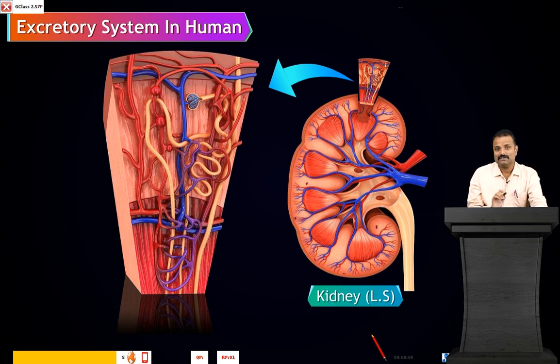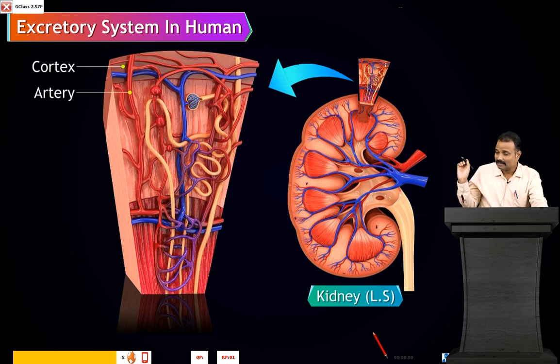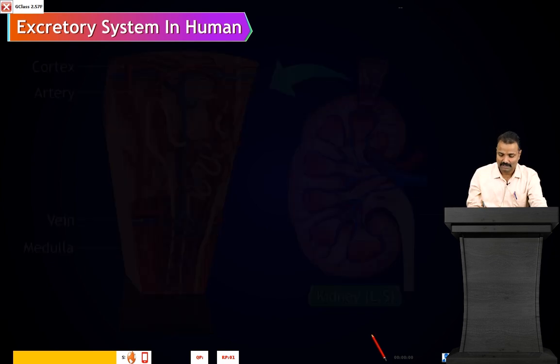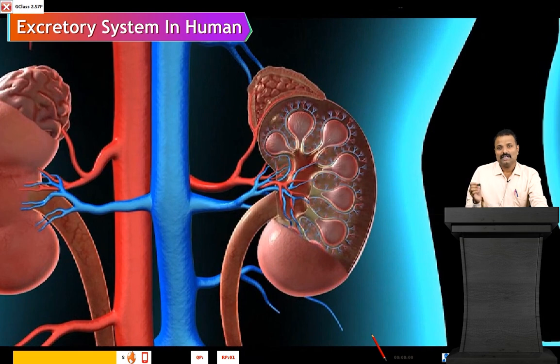Now observe closely here. Here we can clearly say which is cortex here. Observe closely. Yes, this is the cortex, and the red color blood vessel is the artery, and the blue one is the vein, and at last we can see the medulla. Now I am sure that you all understood the internal parts of the kidney. Clear? Okay.